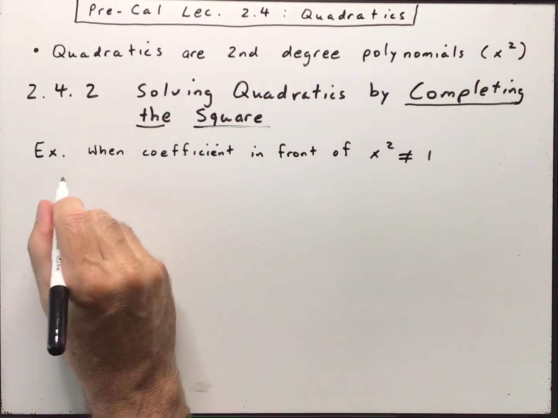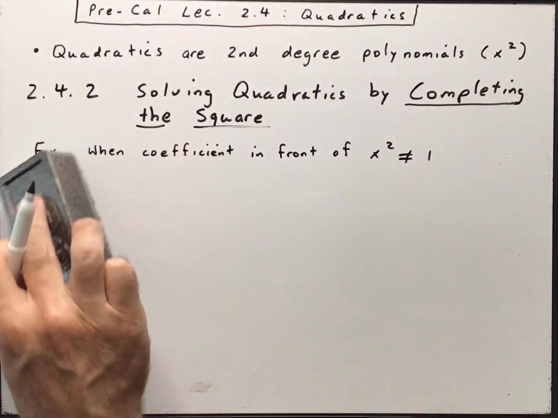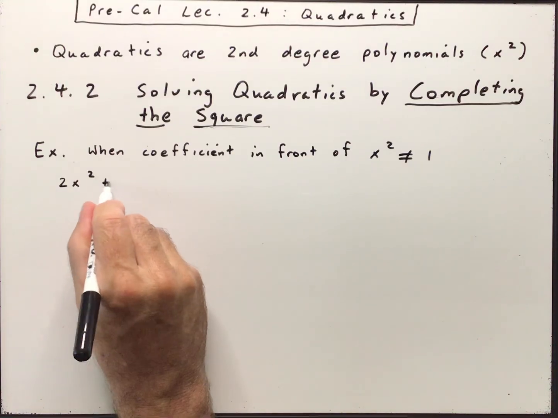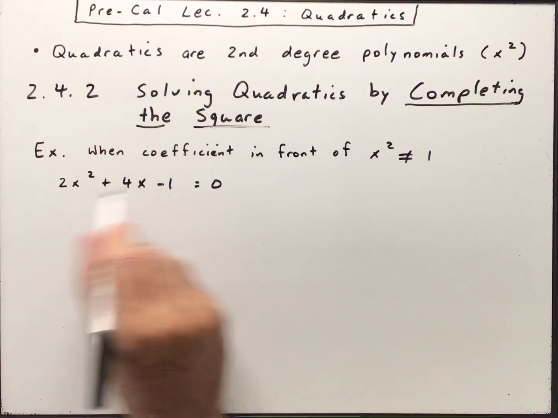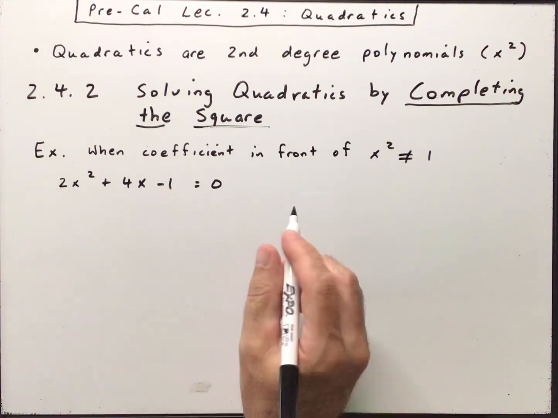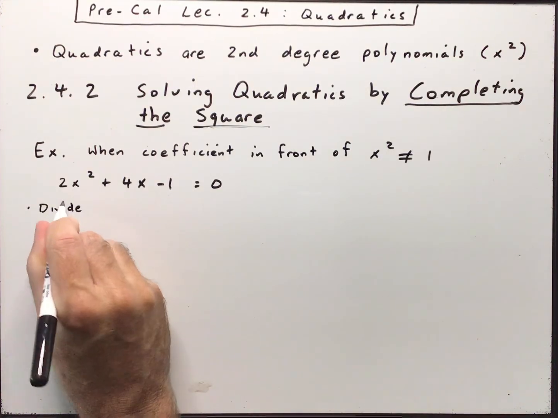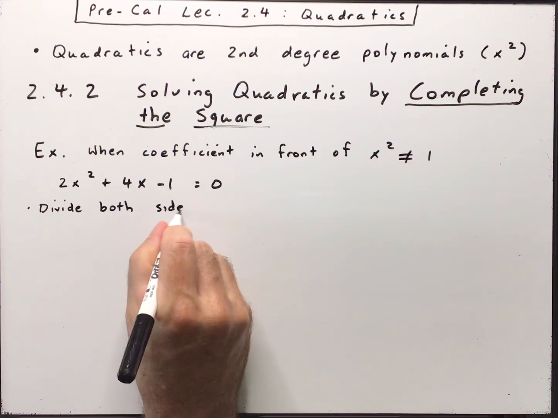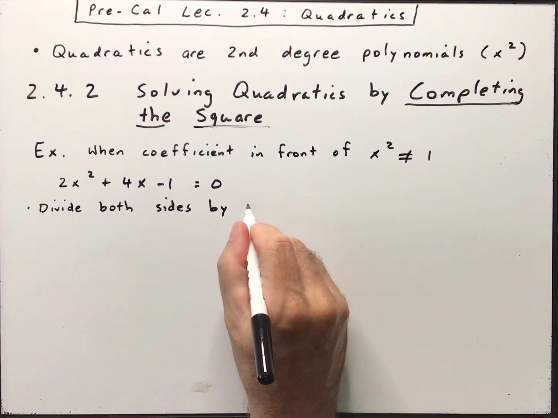All right, so let's say we have 2x squared plus 4x minus 1 equals 0. You can't factor that, and they've got a 2 in front. So what we want to do is divide both sides by that coefficient in front, by 2.